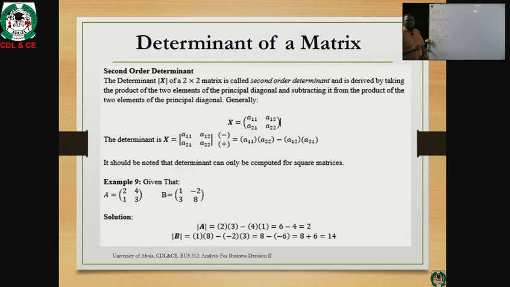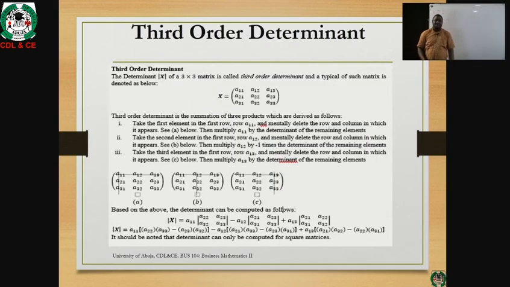Then let's move further and see how we can look at the determinant for a 3 by 3 matrix. In solving the determinant for a 3 by 3 matrix, I want you to understand something clearly. We begin by looking at a particular cell in the matrix, and eliminate all the elements in its row and column.